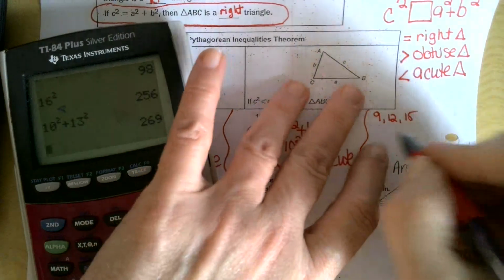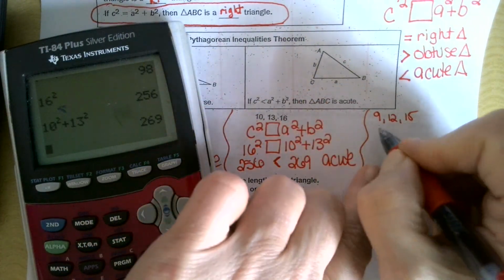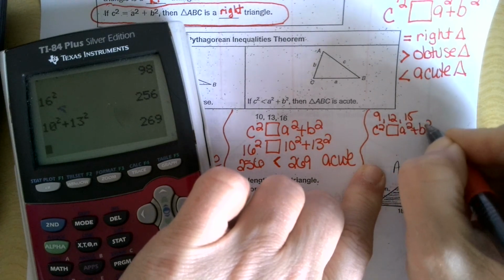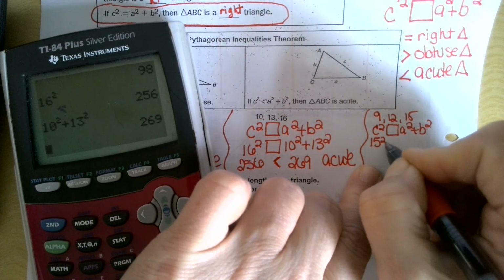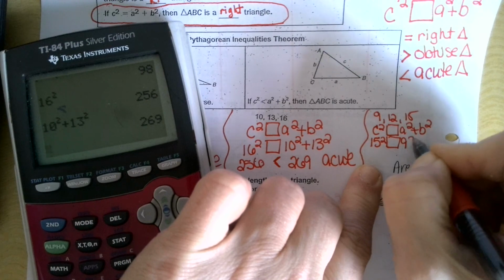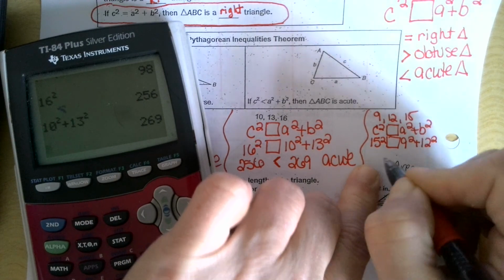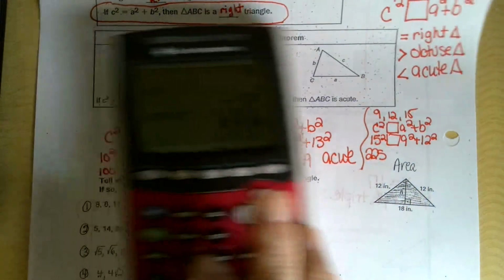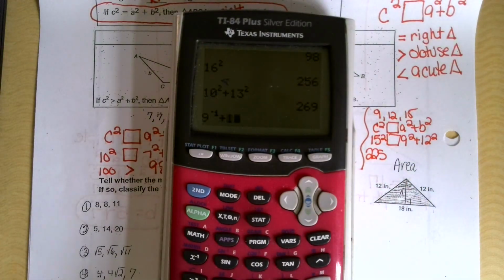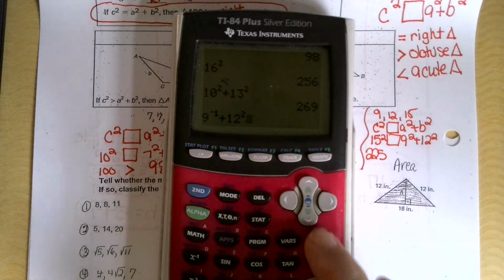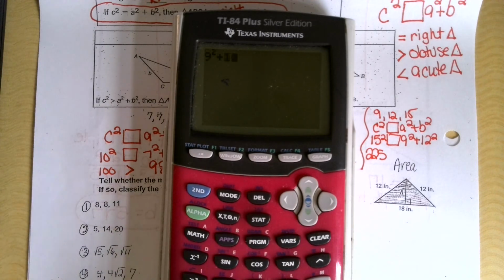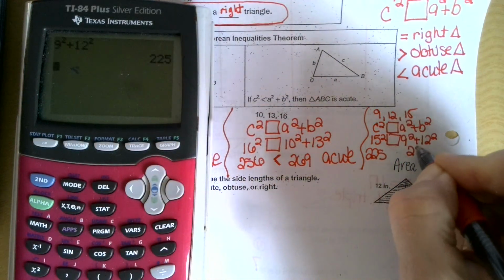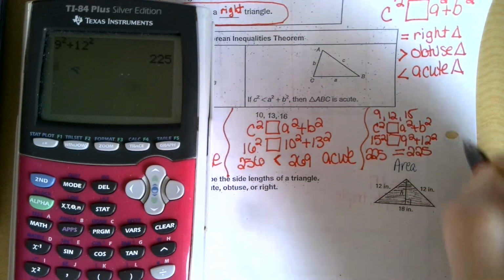All right, and then if I have c squared, a squared plus b squared, 15 is my c squared. 9 squared plus 12 squared. So this is 225. And 9 squared plus 12 squared is 225. So that's why this turns out to be a right triangle.